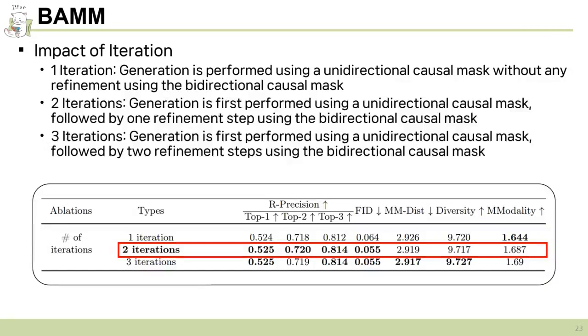One iteration uses only the unidirectional causal mask without refinement, resulting in reasonable performance. Two iterations, which include one step of bidirectional refinement, show significant improvements in metrics like R precision and FID, as well as diversity and modality. This iterative refinement process ensures both flexibility and high-quality motion generation.